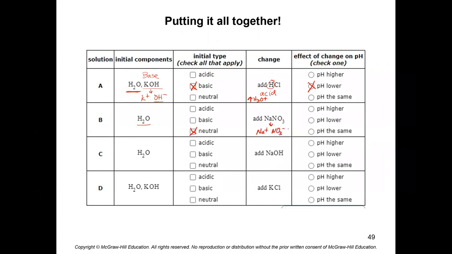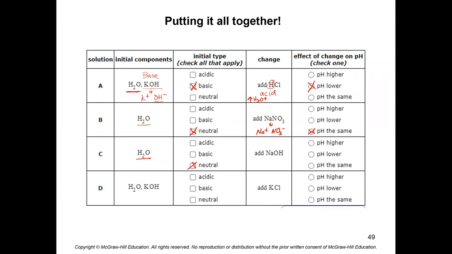Neither of these are going to affect the concentration of hydronium, H3O plus, or hydroxide, OH minus, which is what contributes to acidity and basicity, okay? So because this is not an acid nor a base, that means nothing happens to the pH. The pH is going to stay the same. Okay. I have just added a salt. All right, let's look at solution C. Water, again, I'm just neutral. Now I'm going to add sodium hydroxide.